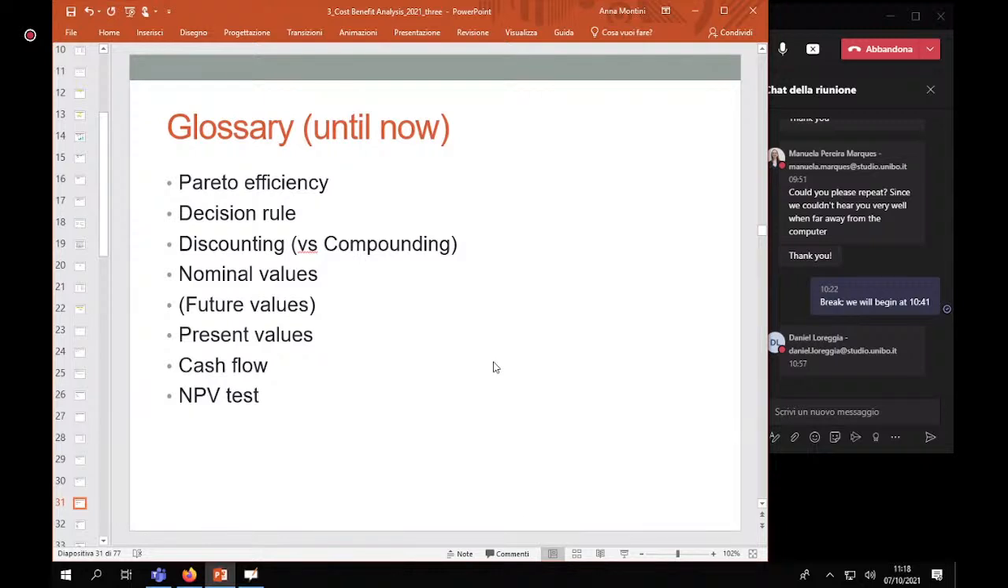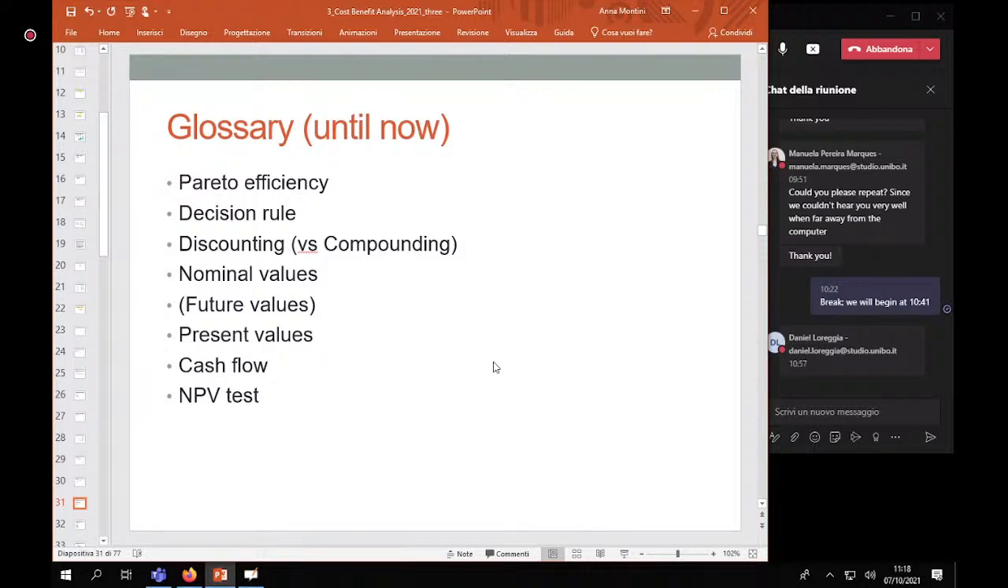Then, what about the decision rule? The most important decision rule is the net benefit decision rule. We have to calculate a list of benefits, a list of costs, a list of net benefits, and a list of present values for the net benefits to obtain the net present value. Okay?